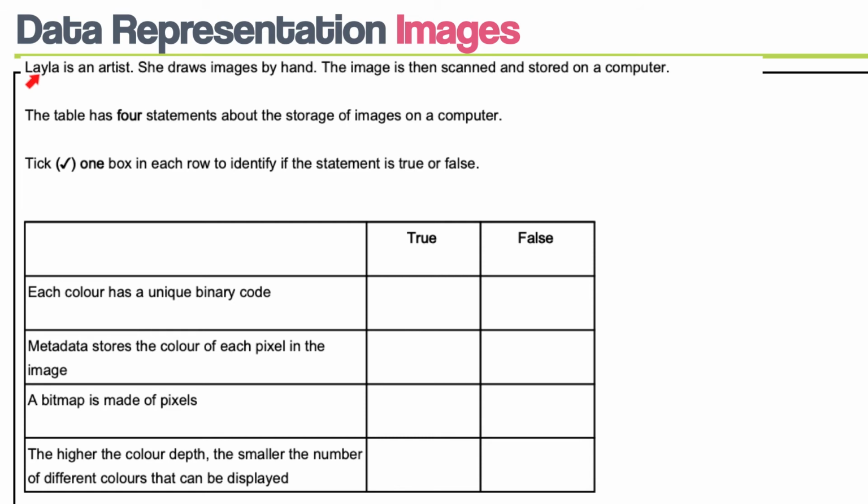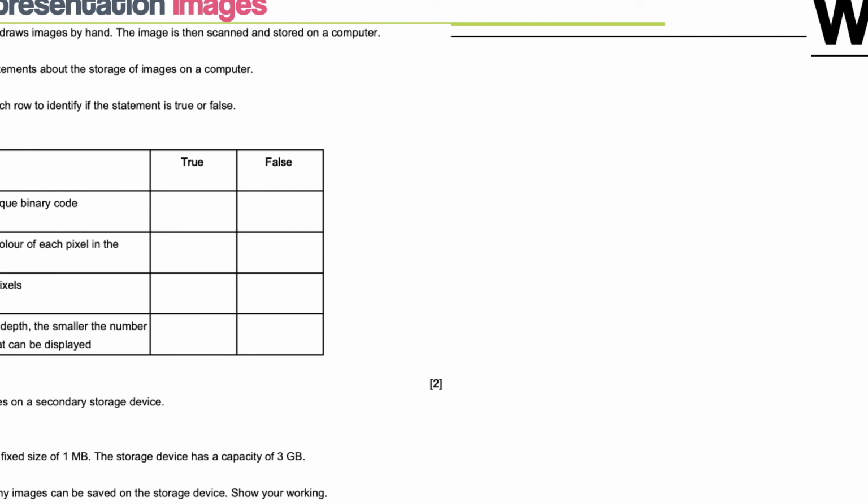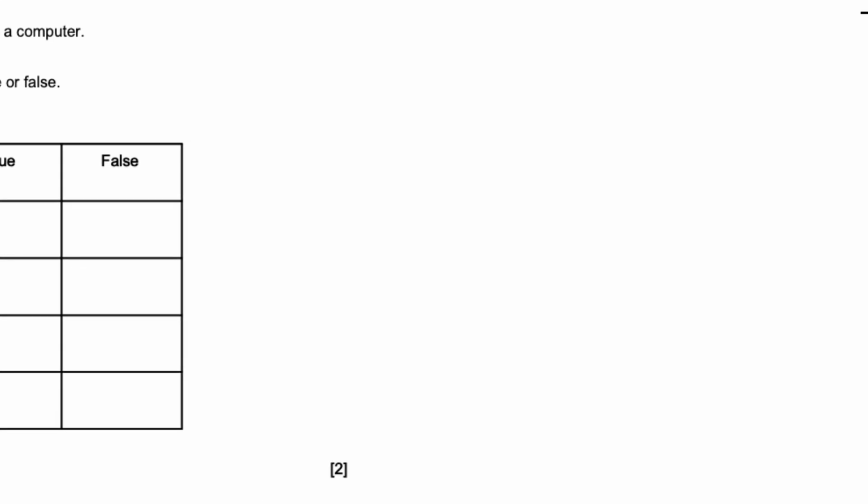It says, Layla is an artist. She draws images by hand. The image is then scanned and stored on a computer. This table has 4 statements. So let's consider how it actually is stored in a computer. Let's give a little example here.